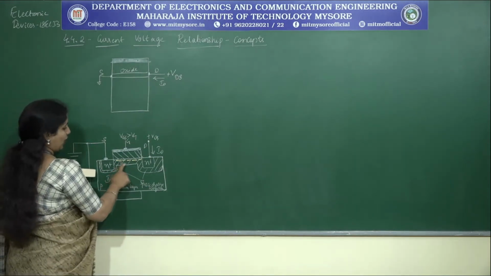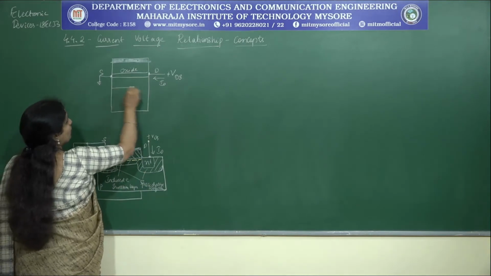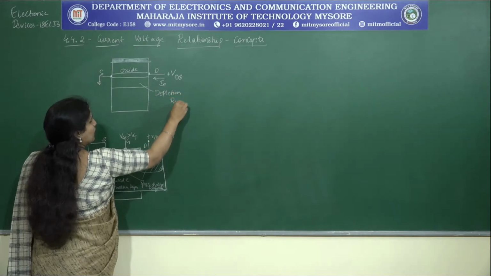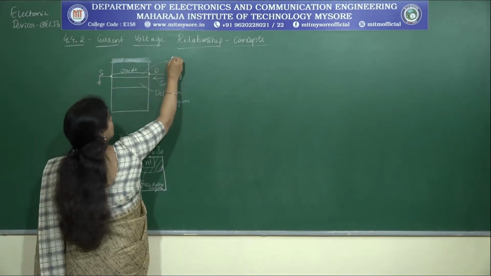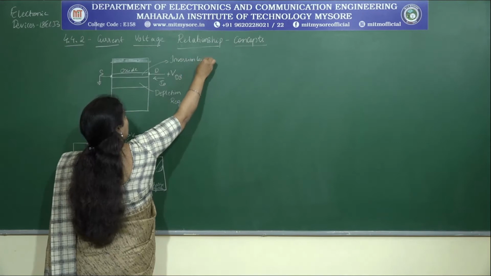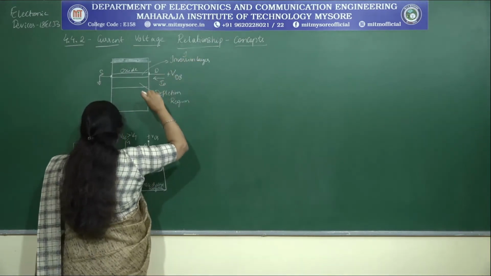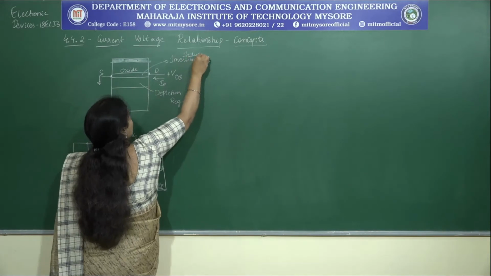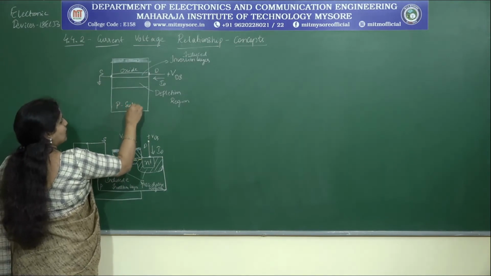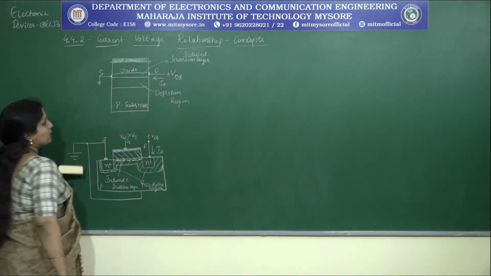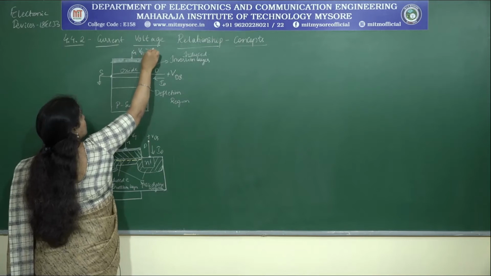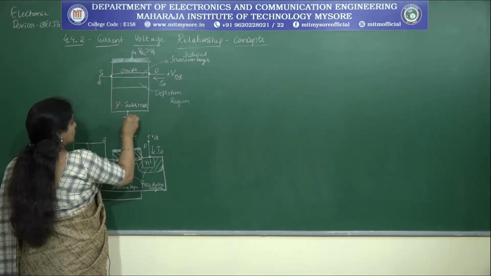Now beneath this, what do we have? This is the depletion region. So let me represent that depletion region. What is this? This is the inversion layer, or induced electron inversion layer, and beneath this what do we have? A P substrate. What is this terminal? It is the gate. What is the condition we have considered? VGS is greater than VT, and this is grounded.